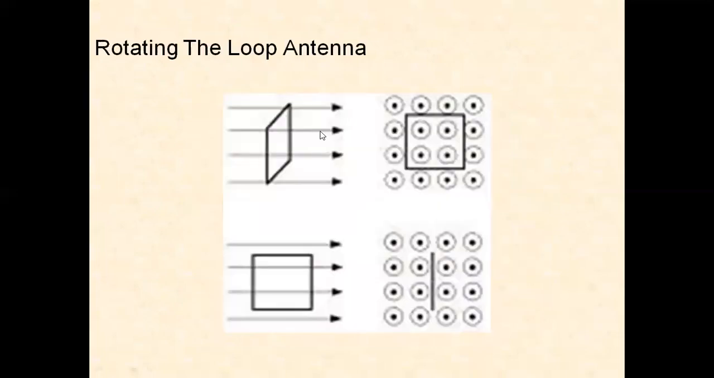Rotating the loop antenna. So this is the loop antenna. These are the parallel waves going through the loop. When the loop antenna is rotated, there will be a circular pattern here. So in this vertical plane, perpendicular to the direction of the axis, there is radiation.